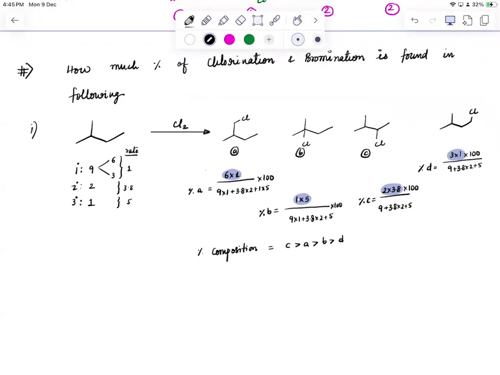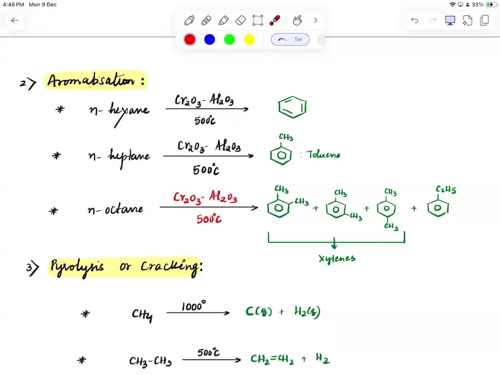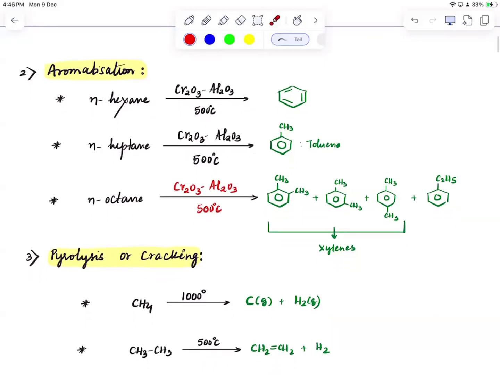Okay, beta? The second reaction of alkanes is about aromatization. That is how to convert this into an aromatic compound. If we have n-hexane, react that with Cr2O3 and Al2O3 at around 100 degrees and 10 to 20 atm pressure, then you should be able to convert that into this form.